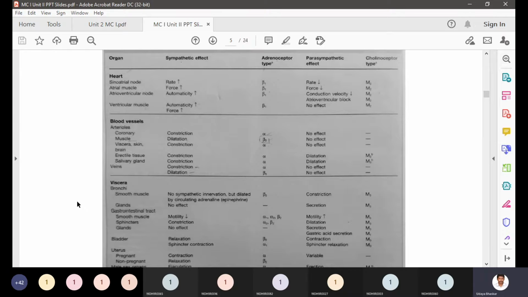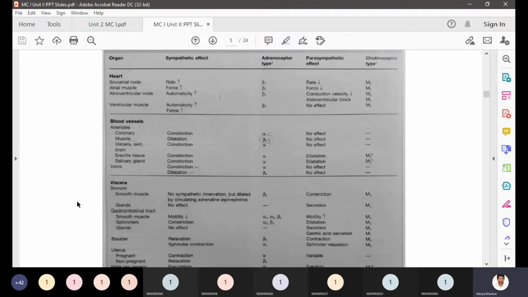While the cholinergic system acts at the heart through M2 receptors, it will reduce the rate of the heart, the force of contraction of the muscle, and the conduction velocity, and there will be an AV block. That means the signal will be blocked by the AV node, and there is no effect on ventricular muscles when it comes to cholinergic.